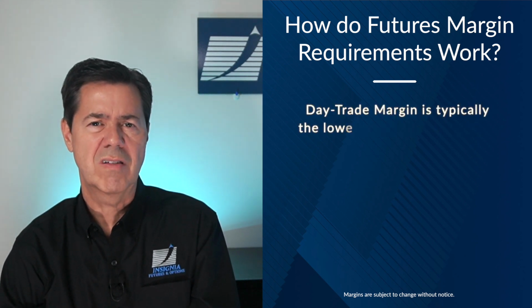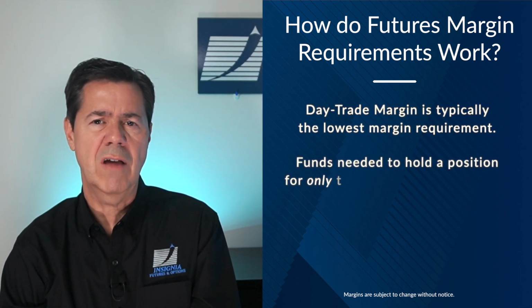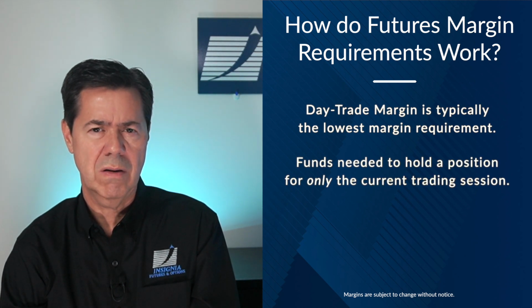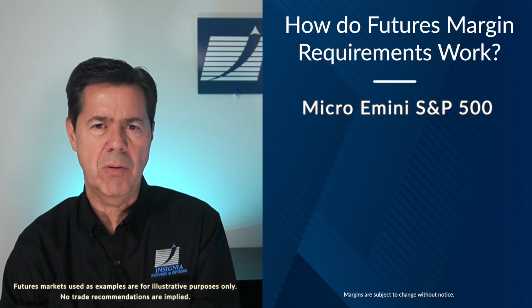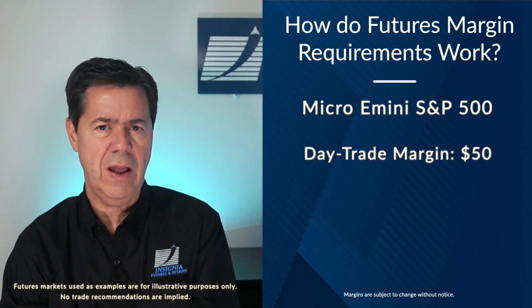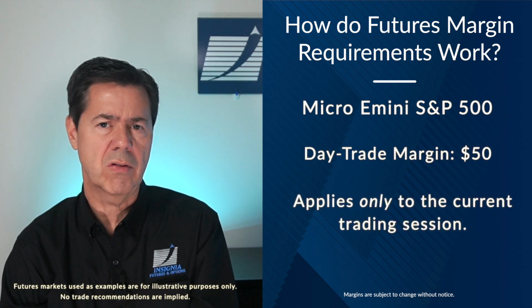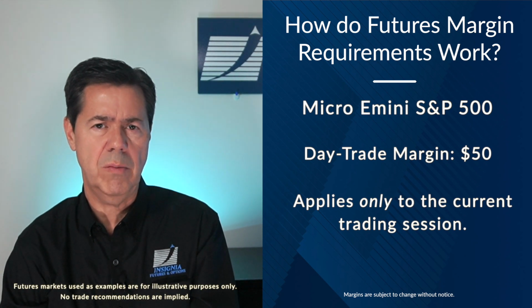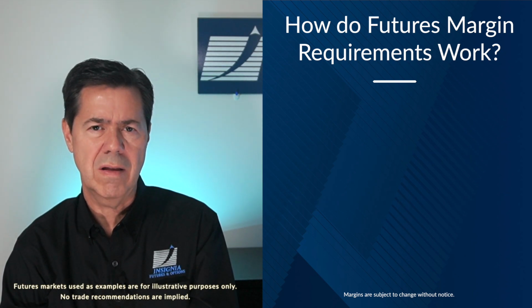Day trade margin is typically much lower than the initial margin. It represents the funds you need to have available in your account to hold the position for just the current trading session. Using the Micro E-mini S&P 500 futures contract again as an example, our current day trade margin is only $50. This means that from the time the current market session opens until it closes, you only need to have $50 per futures contract available in your trading account to trade this contract. This market is open 23 hours per day, Sunday through Friday.